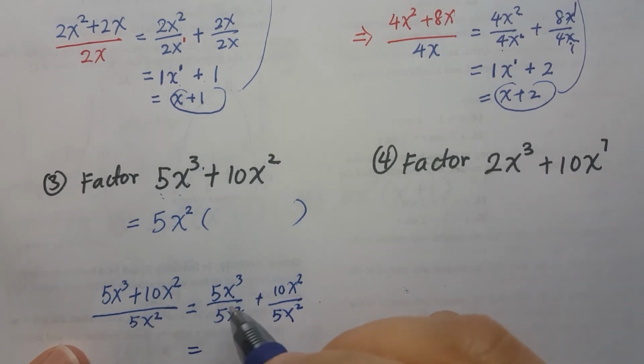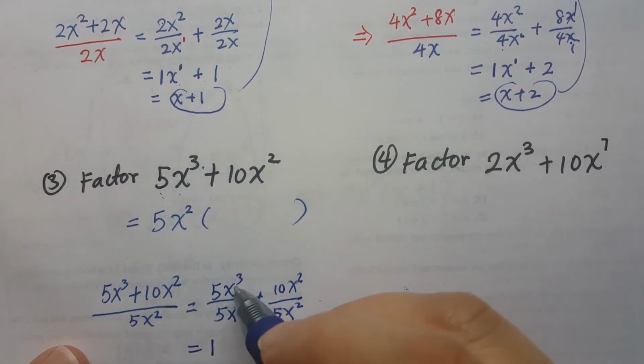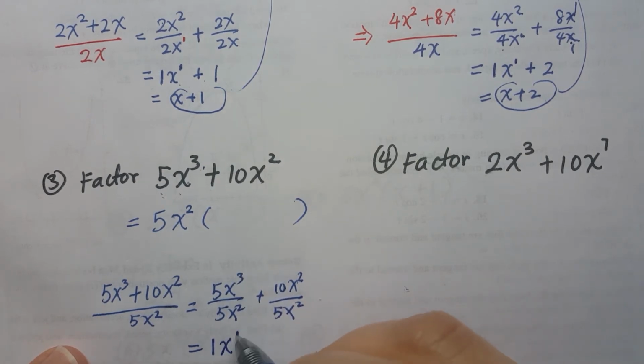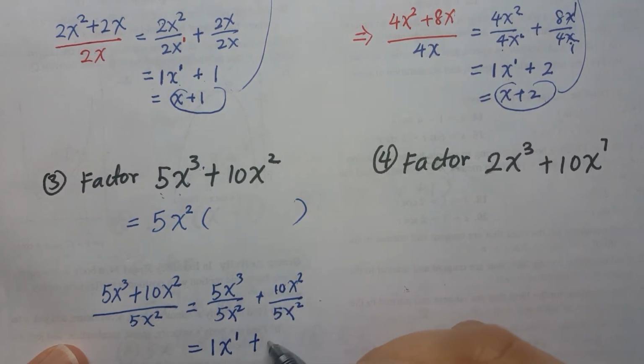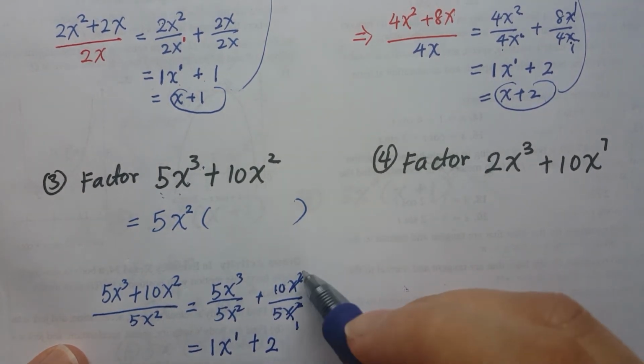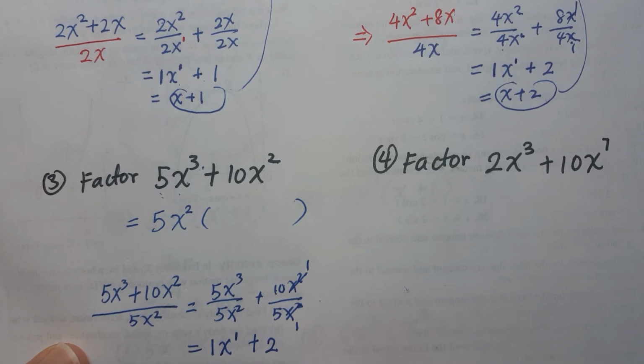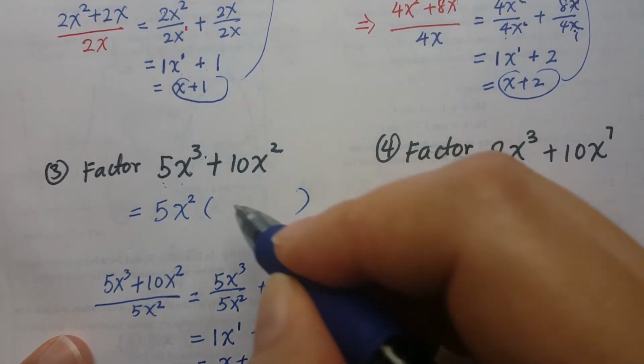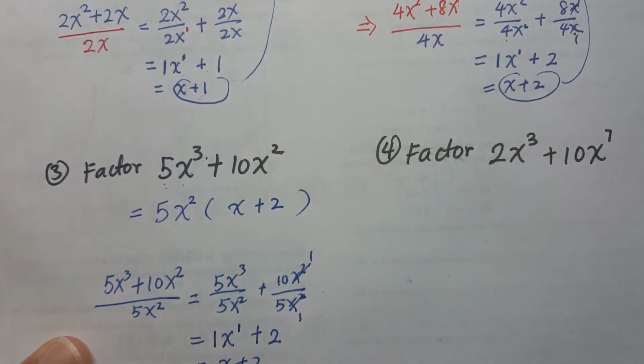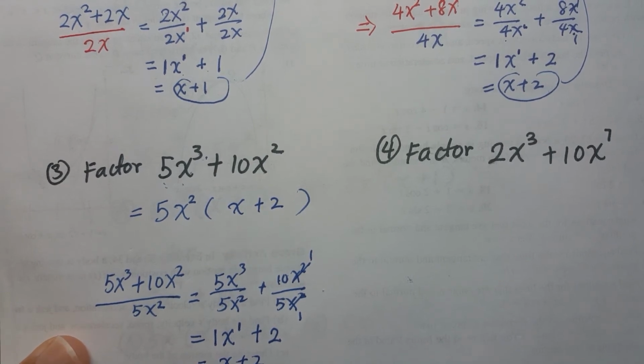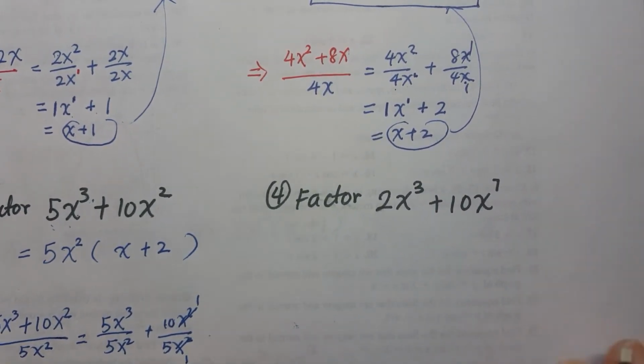Now we're going to divide. 5 divided by 5 is 1. x cubed divided by x squared, we subtract. So we're going to get x to the first power because 3 minus 2 is 1. And plus 10 divided by 5 is 2. And the x squared and x squared cancel, it becomes 1 over 1. So now we get x plus 2. So therefore x plus 2. So we find the answer. Now let's take a look at number 4.